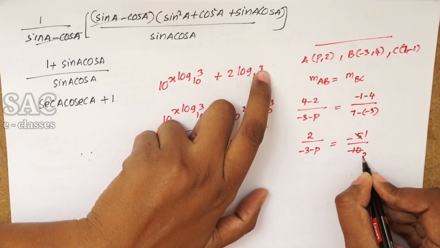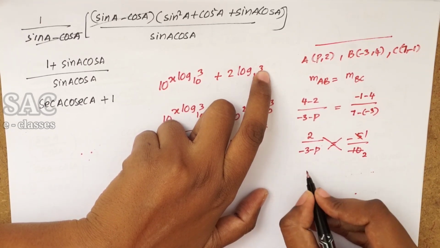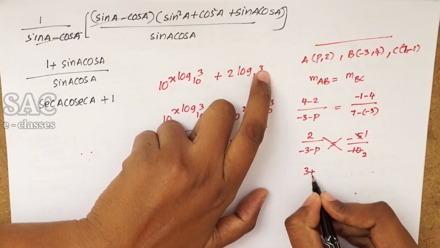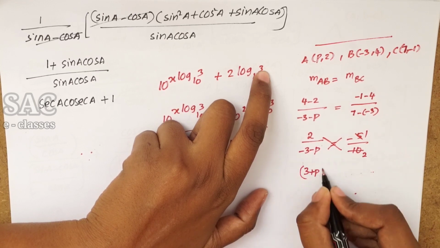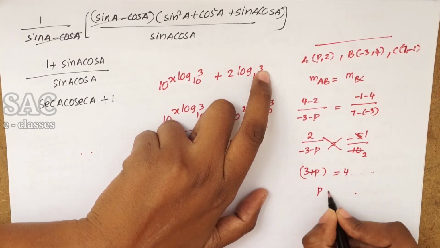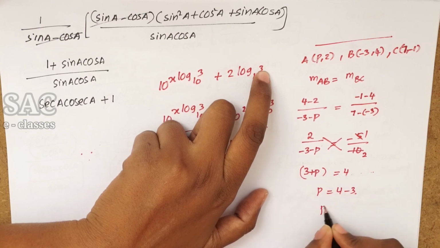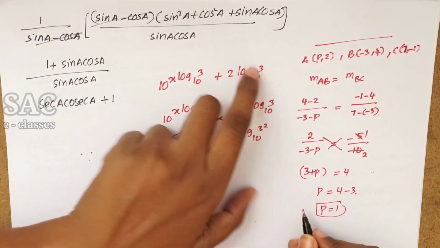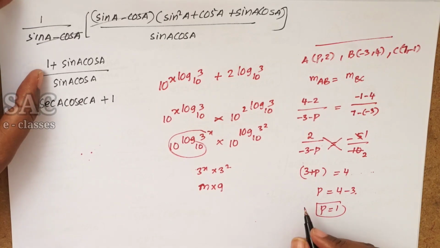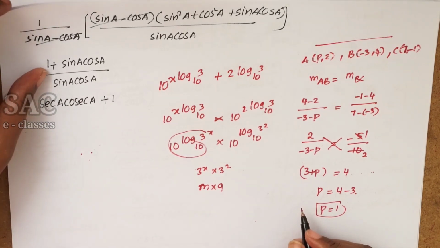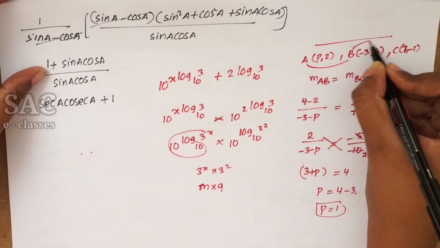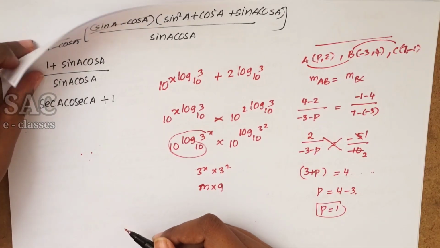1 time, 2 times. So 3 plus P, because the minus signs get cancelled, will give you 4. Then P is 4 minus 3, so P equals 1. Whenever the 3 points are collinear, the slopes are equal. Slope of AB is equal to slope of BC. Let's move to the next problem.